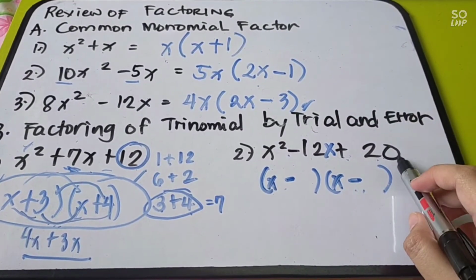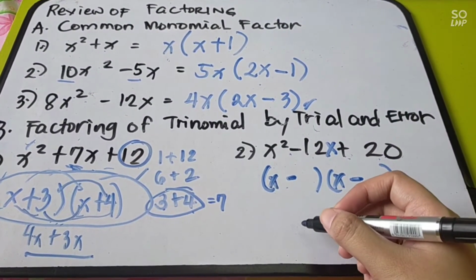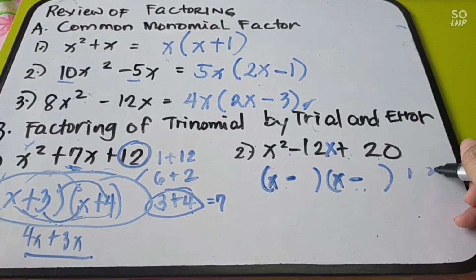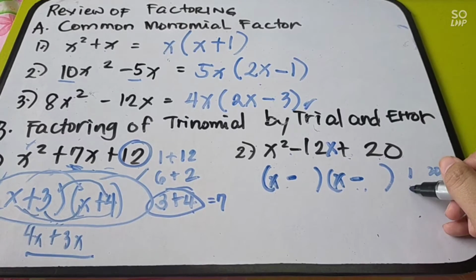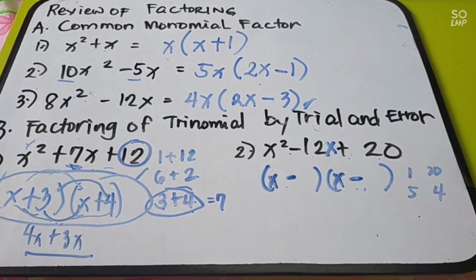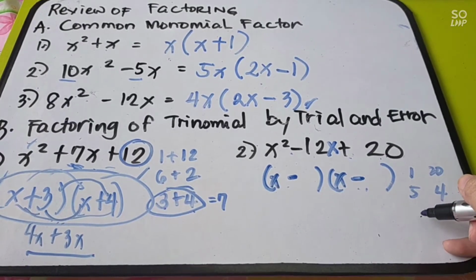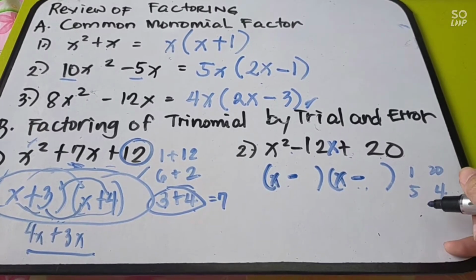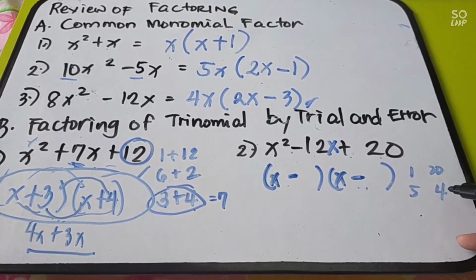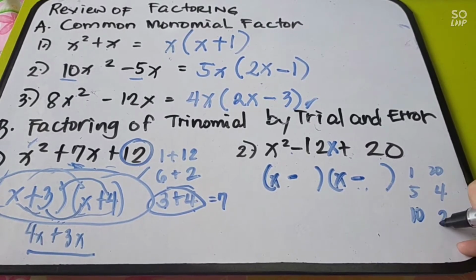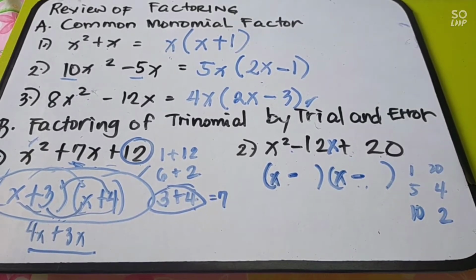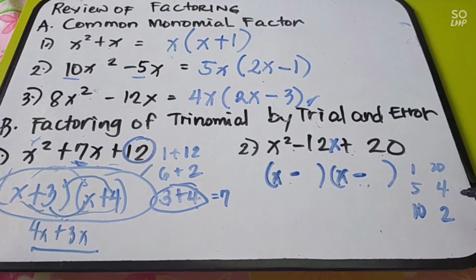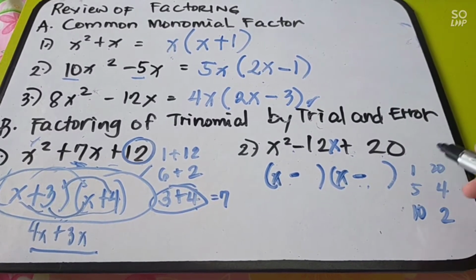Next tayo, 20. Let us find all the factors of 20. Ang factors ni 20 ay 1 and 20, then 5 and 4. And then we have, ano pa factors ni 20? We have 10 and 2. So, those are the factors of 20. Ngayon, isip ka kung ano yung pinag-add mo dyan sa dalawa na yan, ang sagot ay 12.